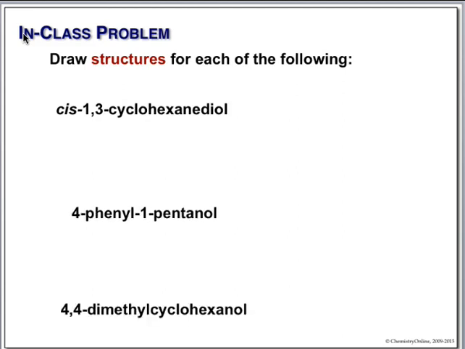Cyclohexane diol, cis-1,3. So we have our cyclohexane ring. We're going to have hydroxyl groups on carbons 1 and 3. Once again, to make them cis, they would both be equatorial, or you could simply use wedge bonds like that.